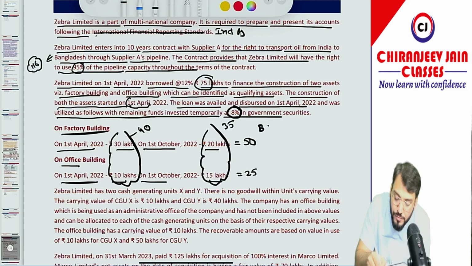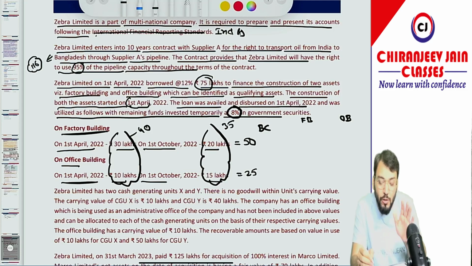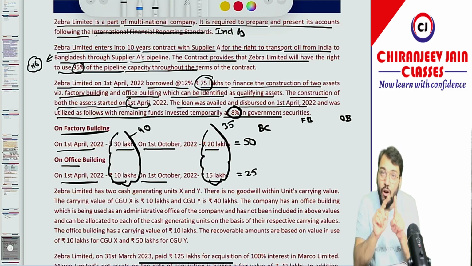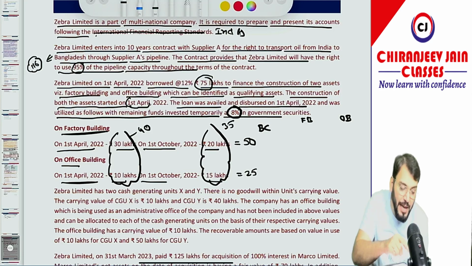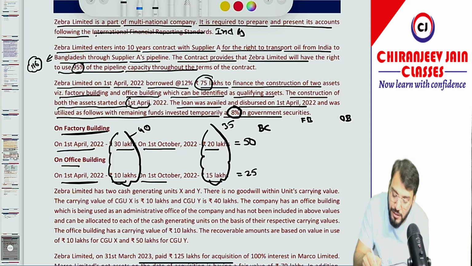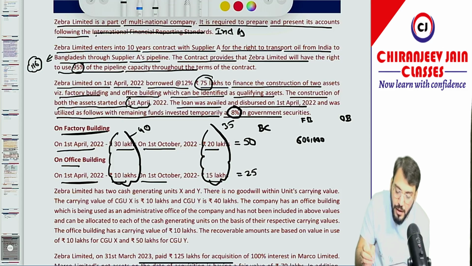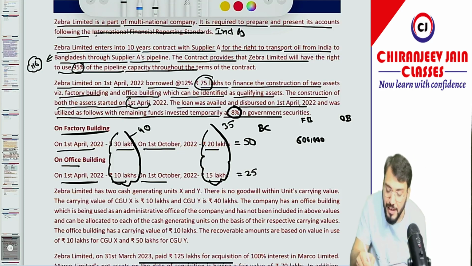First you need to find out the borrowing cost incurred for the factory building and office building. The total borrowing cost will be calculated on the total amount of loan. For the factory building it is how much? 50 lakh into 12% for how many months? 12 months. So it will be 6 lakh, and 25 lakh into 12% for the entire year, it will be 3 lakh.